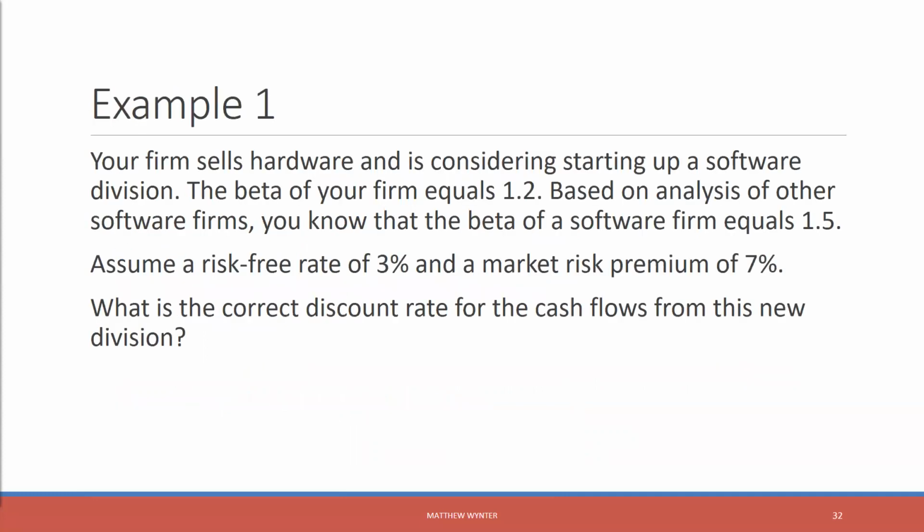Okay, example one. Your firm sells hardware and is considering starting up a software division. The beta of your firm equals 1.2. Based on an analysis of other software firms, you know the beta of software firms equals 1.5. Assume a risk-free rate of 3% and a market risk premium of 7%. What is the correct discount rate for the cash flows from this new division? To calculate the correct discount rate, we're going to apply the beta of what? Of the software firm. Hopefully you can see that and you can understand why that's intuitively making sense because it's a new division that you're launching into.